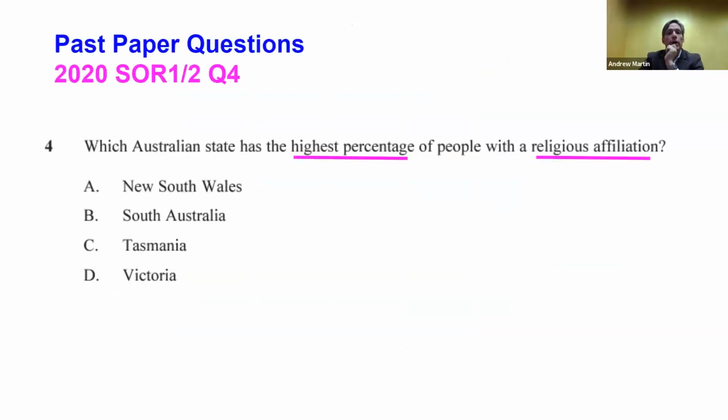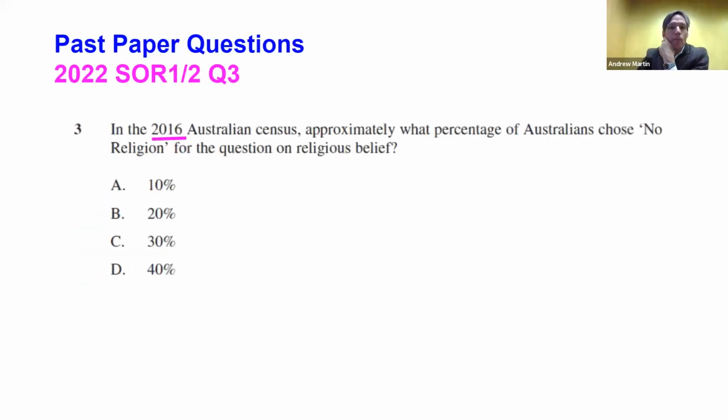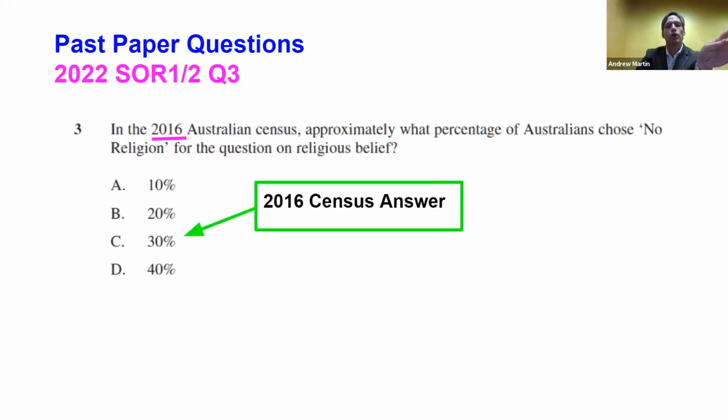So what are some past paper questions about no religion? Well, this is sort of flipping it. Which Australian state has the highest percentage of people with a religious affiliation? Well, if you've got the lowest of no religion, then you've got the highest of religious affiliation. So the answer there is New South Wales. In 2016, again, these will be different for the 2021 numbers. What percentage of Australians wrote no religion?